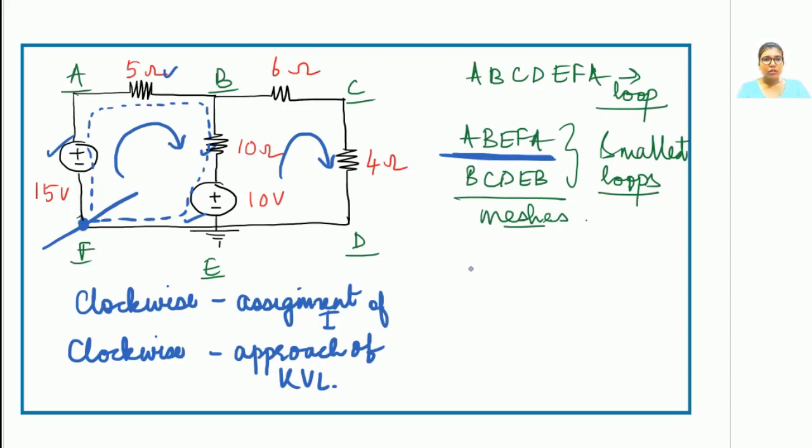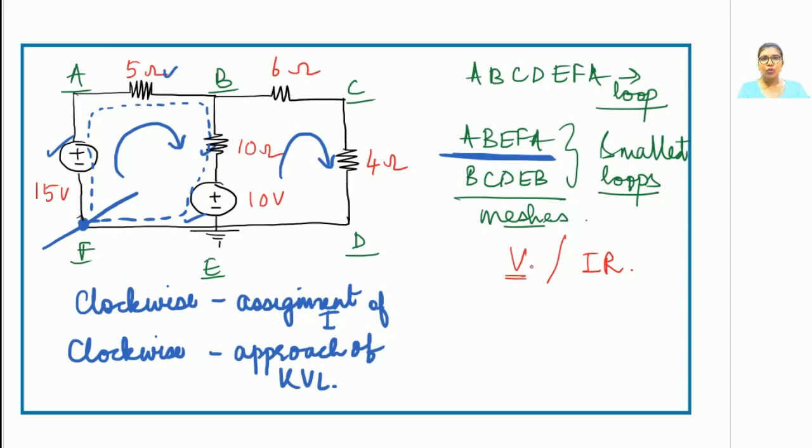Now there are 2 things. While encountering the elements in a particular mesh or a loop, there are 2 types of elements that one can encounter. The first is a voltage source itself, and the second is a resistor. These are the only 2 ways in which you can write your KVL equation. If a voltage source is coming into the picture, you can directly write the voltage value. And if you come across a resistor, then the current across that resistor multiplied with the resistance gives you the voltage value. So these are the only 2 ways in which every term has to be written.